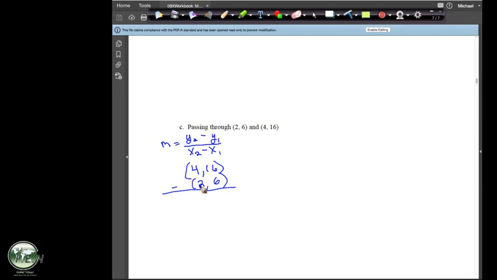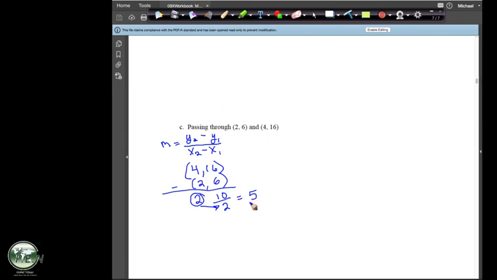So what's 4 minus 2? What's 16 minus 6? And then what do we do with this 2? It's the x part, so we put it underneath. There's our slope. What's 10 divided by 2? There's our slope in reduced form.